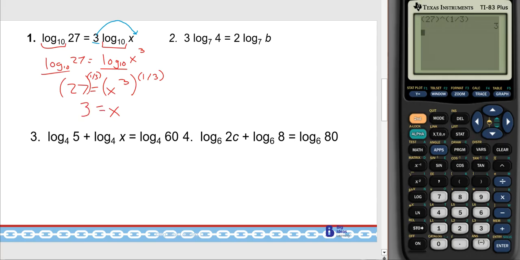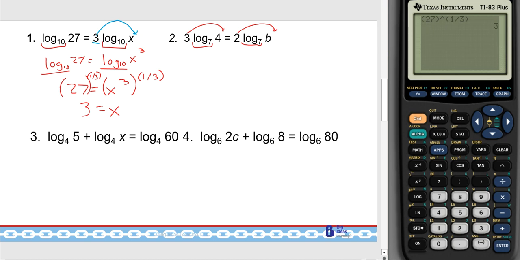You could plug that back in if you wanted to confirm that what you've done is correct. So in number 2, just to get you started, I see the log base 7 in both of these. However, they have a number out in front. So I can use that power property here. I'm just going to use it twice, once on the left side, once on the right side. So I'm going to have log base 7 of 4 to the third equals log base 7 of b squared. And then I can solve it from there.